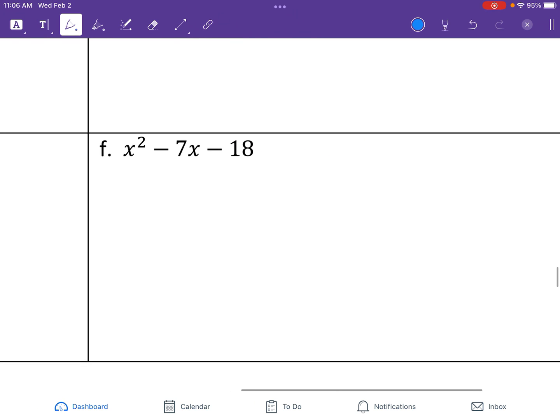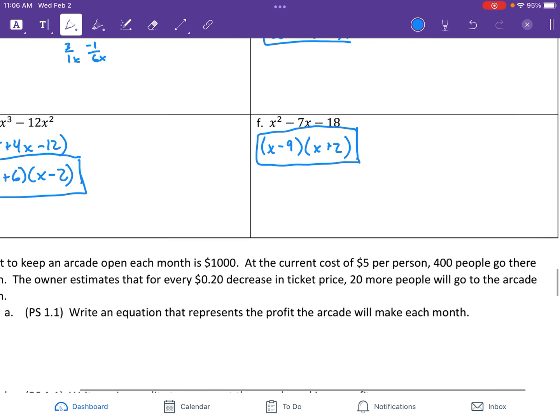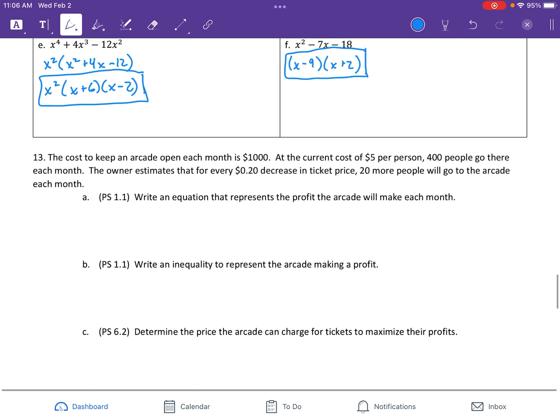Last but not least, 2 numbers that multiply to be -18 but add up to be -7 would be -9 and +2. With a quickie. All right, on to the word problems.